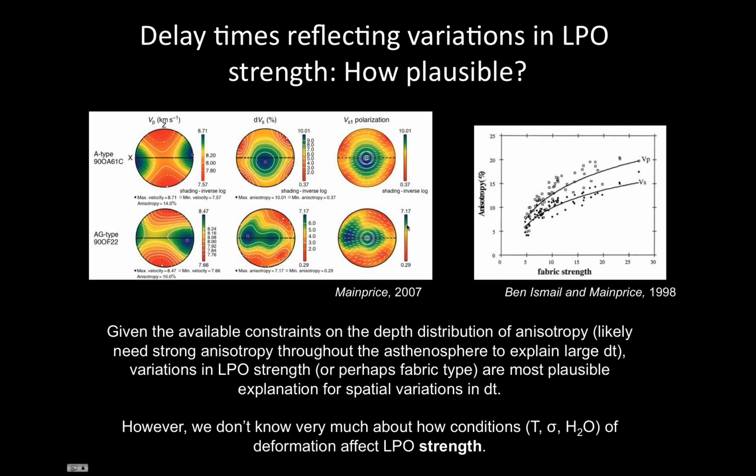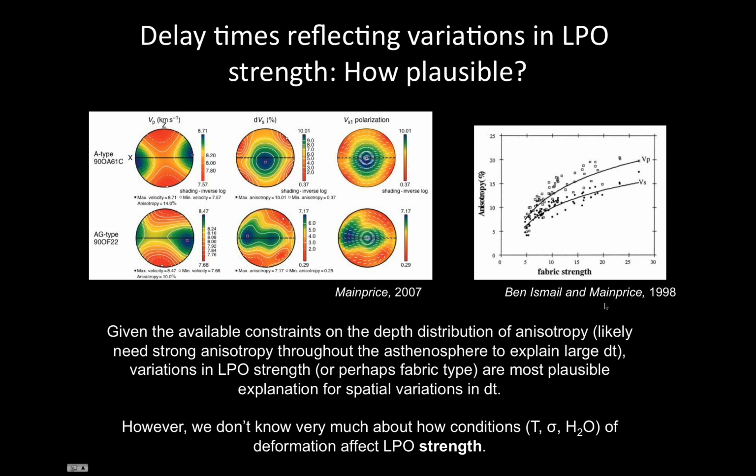These are just a couple of figures from mineral physics papers that illustrate that if you look at olivine LPO in natural rocks, there's a pretty big variation in the strength of anisotropy. These are just two natural peridotites that have measured S-wave velocity anisotropy that's fairly different. It's 10% in one sample and more like 7% in another sample. This is from a review paper by David Mainprice.